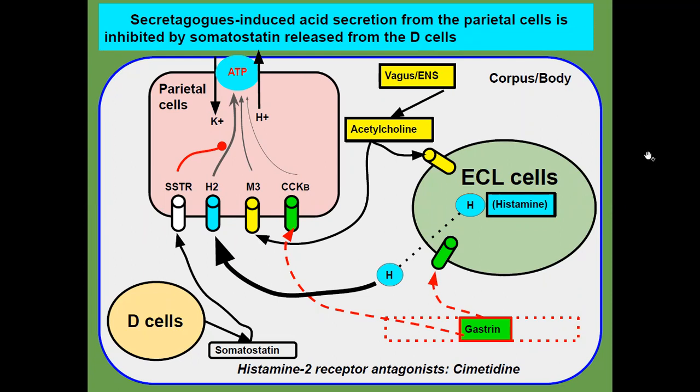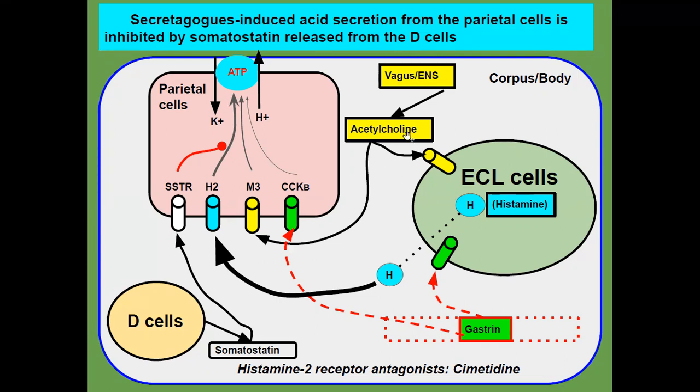In this video, we would like to talk about how the secretagogues work. What does secretagogue mean? A secretagogue is a substance which can induce fluid secretion. In these slides, we have three secretagogues.